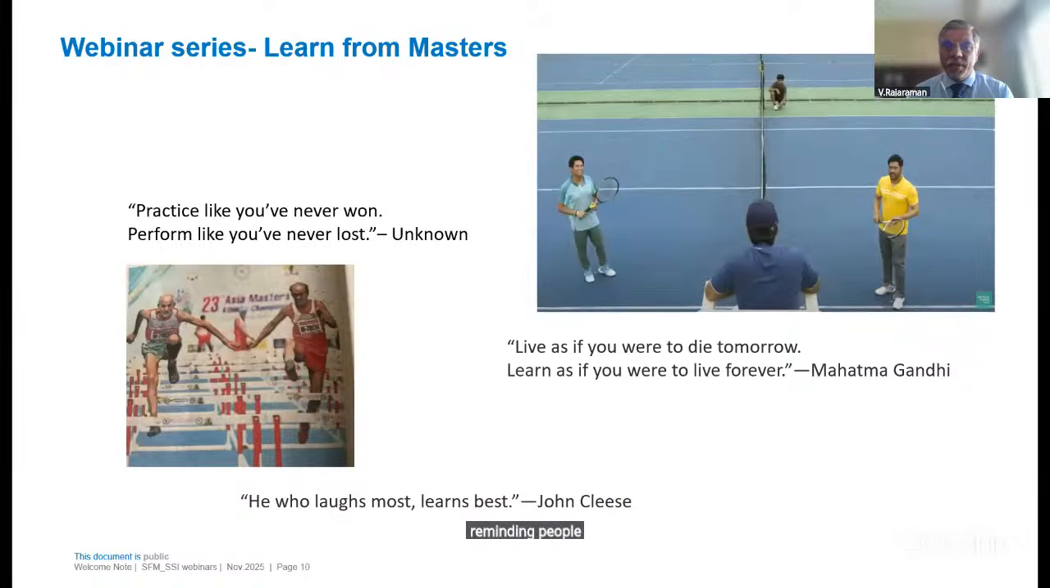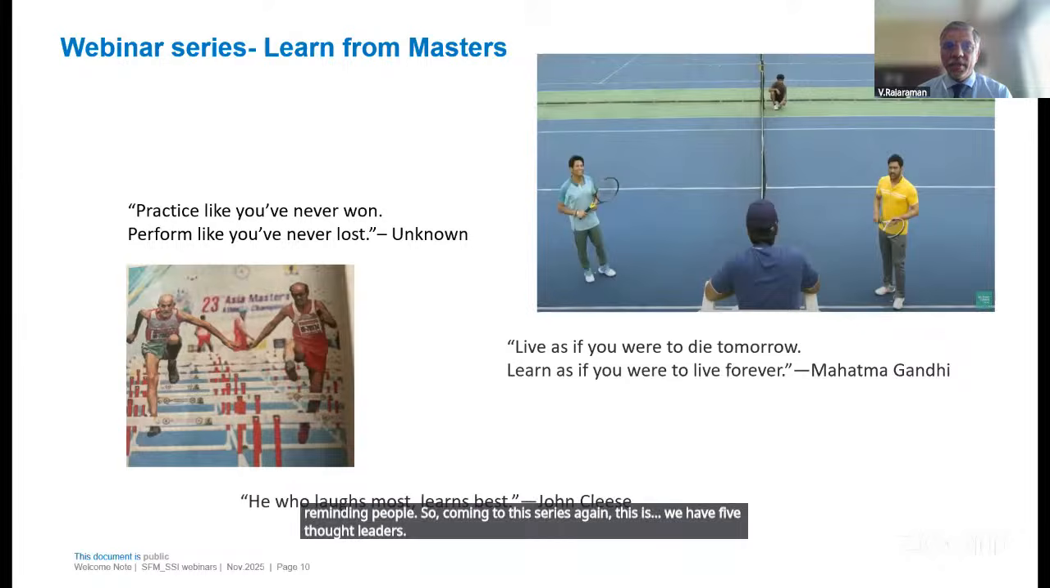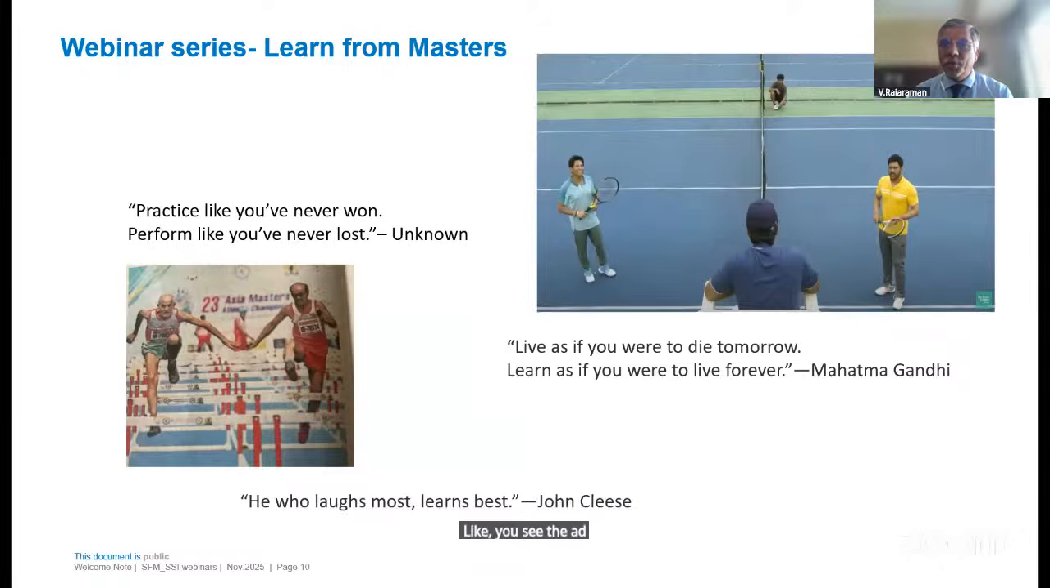Coming to this series again, we have 5 thought leaders, like you see the ad on mutual funds, sahi hai. Like this, stalwarts engage with the umpire to say start early, and they motivate or train them. This is exactly what we are going to do.